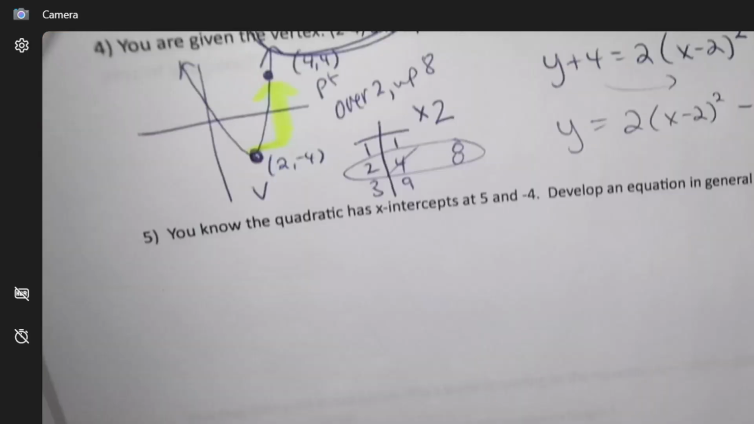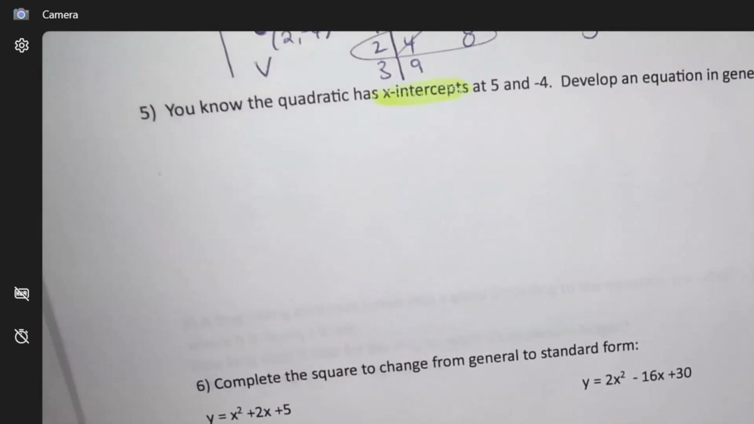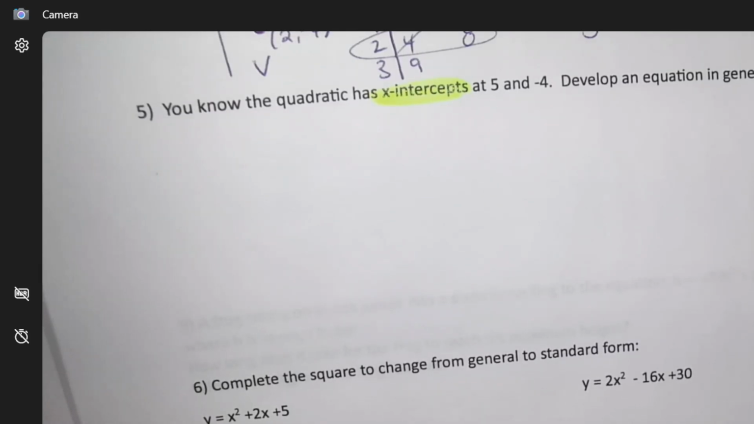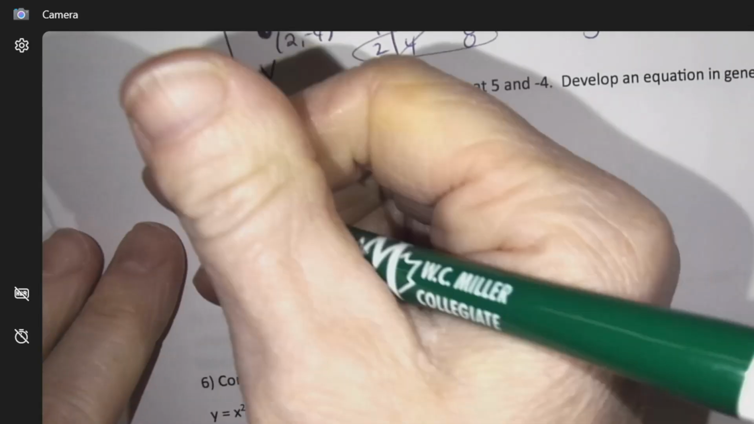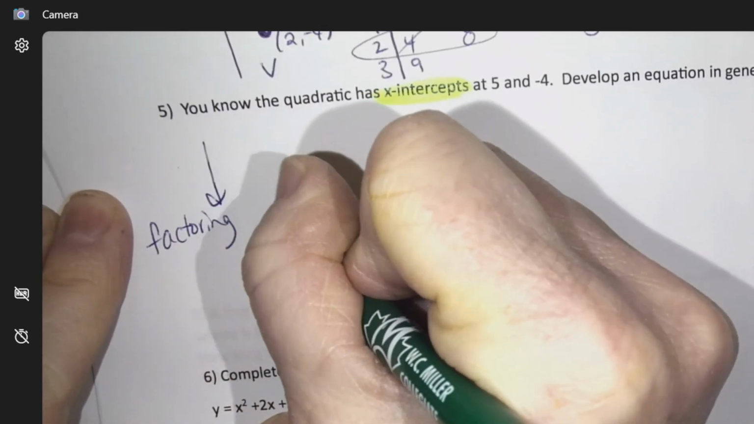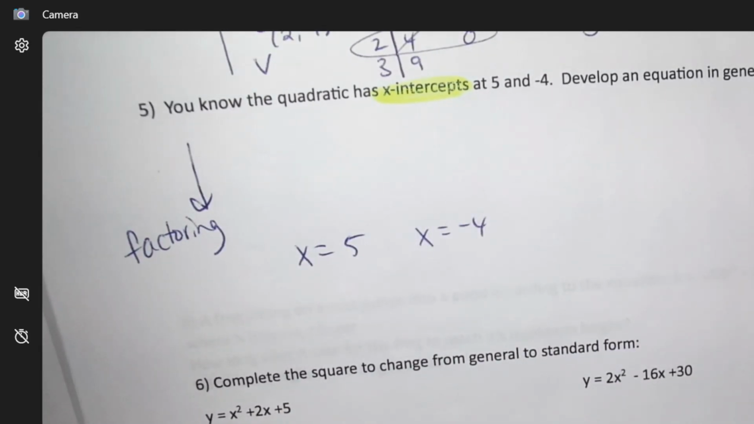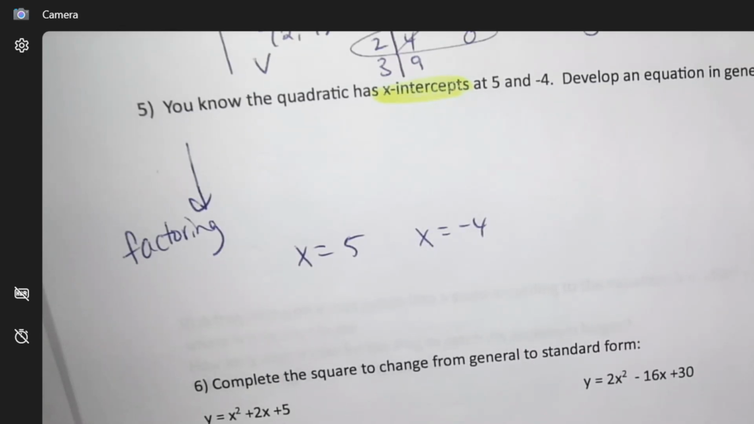Okay, on this question, I knew the x-intercepts. Okay, tell me, how do we always get x-intercepts? What are our strategies we usually use? We usually do factoring, right? We've usually done a factoring system and then we get an x-intercept. So what if I give you the x-intercepts? Can you work backwards?